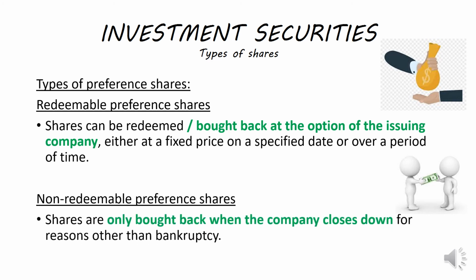Non-redeemable preference shares don't work like that. They can only be bought back when the company closes down, as we said earlier, for a reason other than liquidation. So if there's some other reason, the people just decide they're closing down this company, they don't want to do this anymore, competition is too stiff, whatever reason, not liquidation. With liquidation it works differently. But if the company closes down for a reason other than liquidation or bankruptcy, that is the only time that the company can actually buy back your shares, when they physically close the business down.